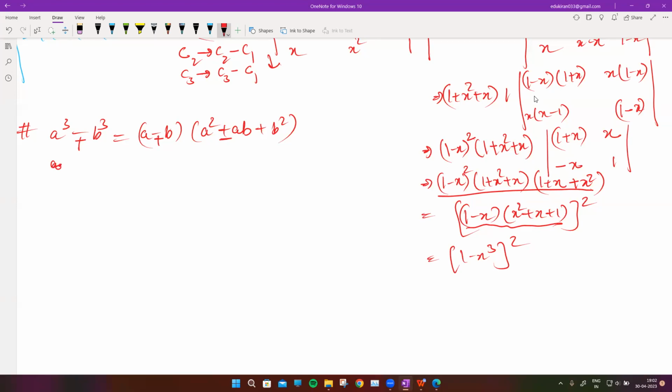If you take 1 minus x cube, then this is 1 cube minus x cube. You can write it as 1 minus x into 1 plus x plus x square, which is the same.